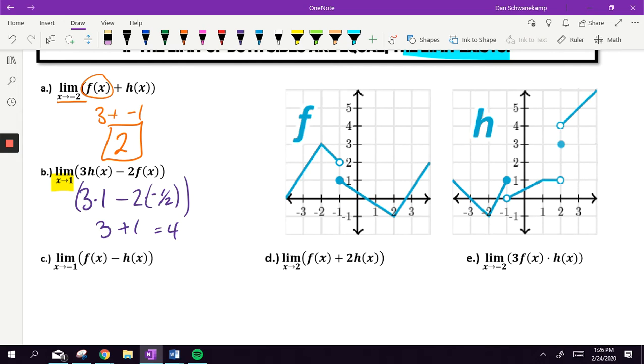Limit as x approaches negative 1. Don't write anything down. Just look at the limit as x approaches negative 1 of f of x and h of x. What happens as you look for the limit? If I just said, what is the limit as f approaches negative 1, what would you get? Does not exist. What about h of x? What would it be? D and E.